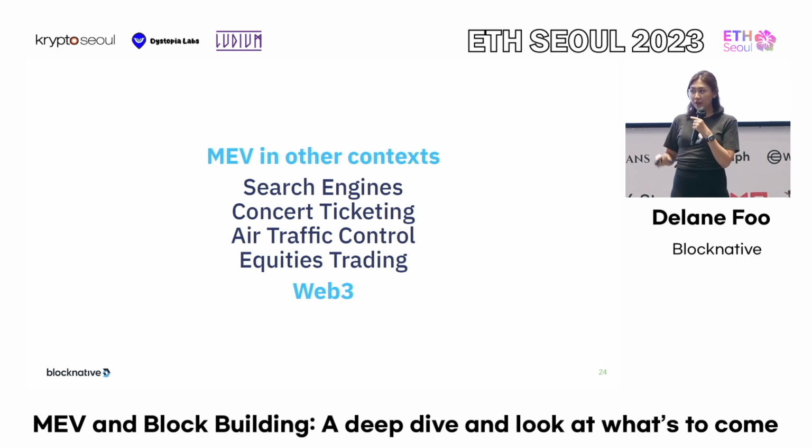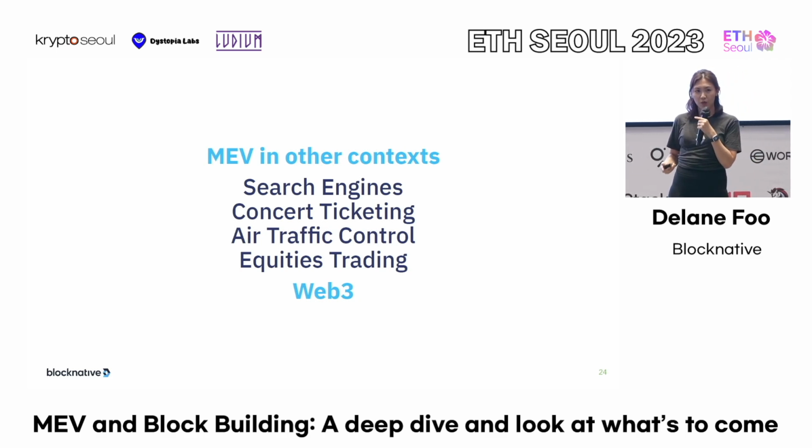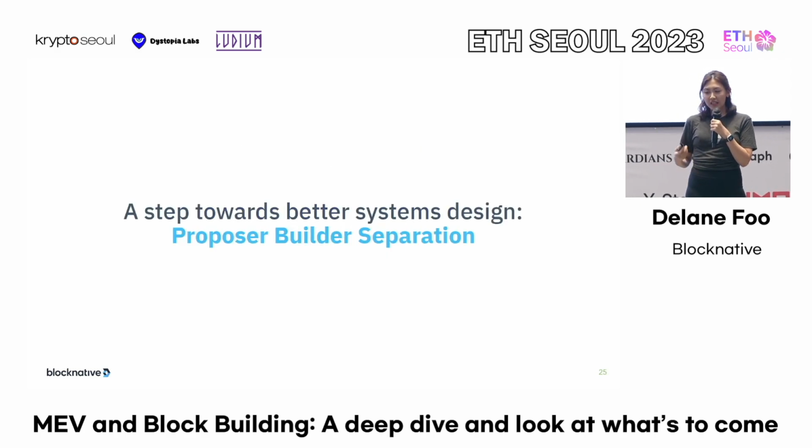And this feels uncomfortable at first, but in the long run, this creates opportunity for a better systems design, precisely because we can see what is happening and we can do something about it. So a step towards better systems design is proposer-builder separation. But before we talk about proposer-builder separation, we need to first understand how block building works, essentially.